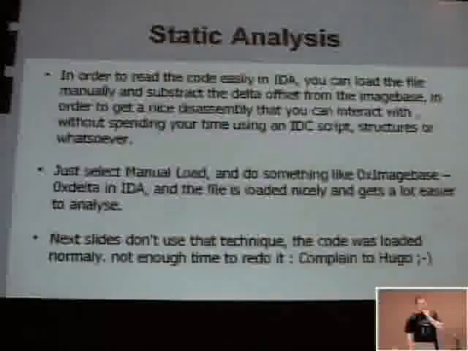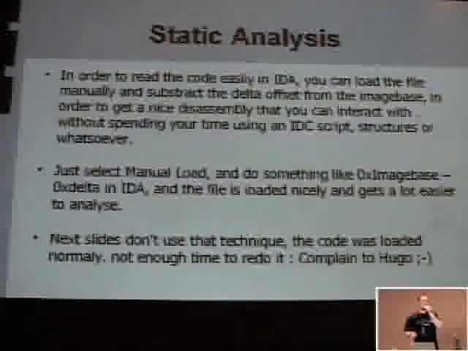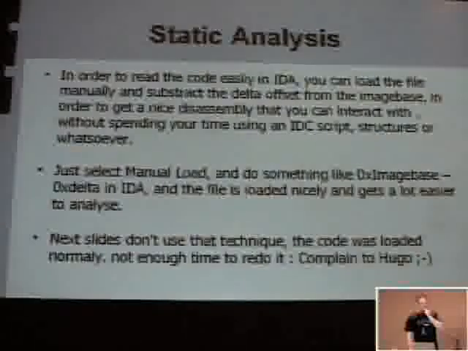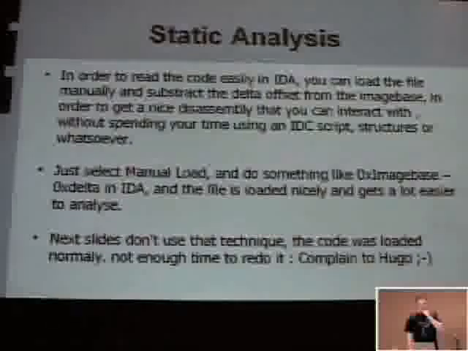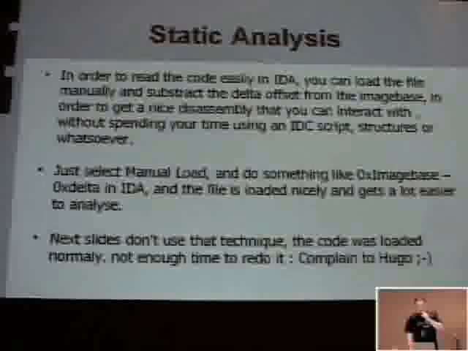So in order to read code easily in IDA, what you can do is load the file manually. There's an option in IDA, you press manual load, and you can subtract the delta offset from the image base, and the virus code is going to be a lot easier because you can rename variables and everything, so you don't have to use an IDC script or structure or whatsoever. But the rest of the host application is going to be relocated, so you cannot analyze it anymore, but we are interested in the virus anyway.